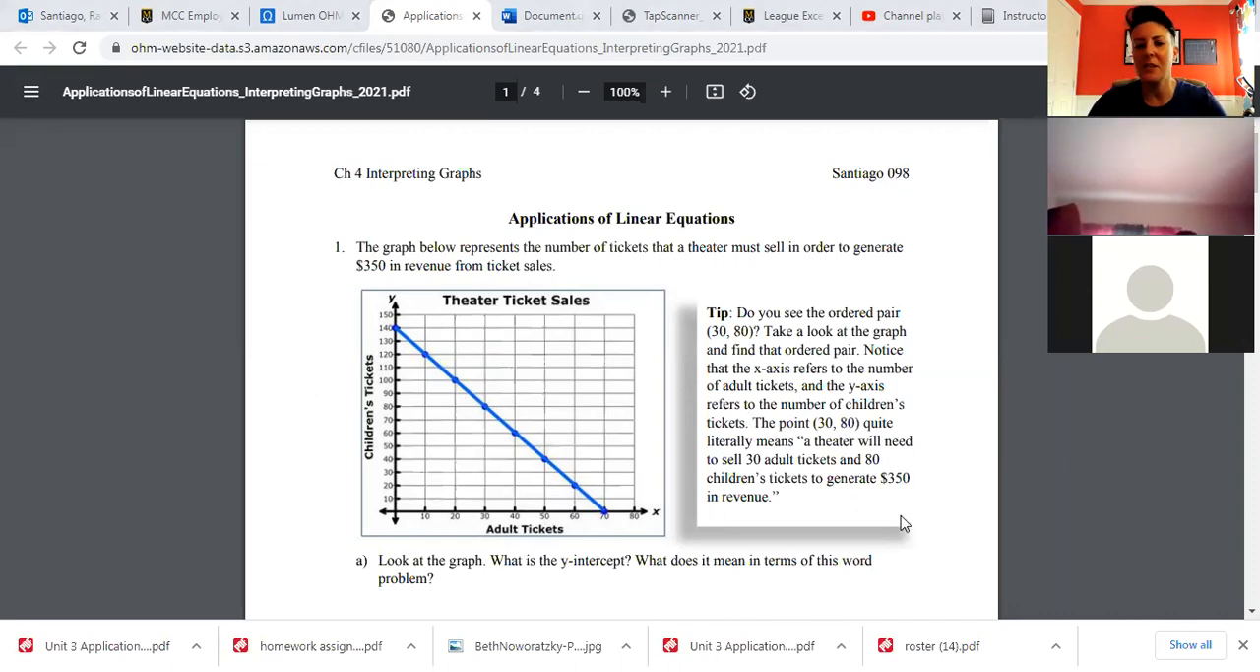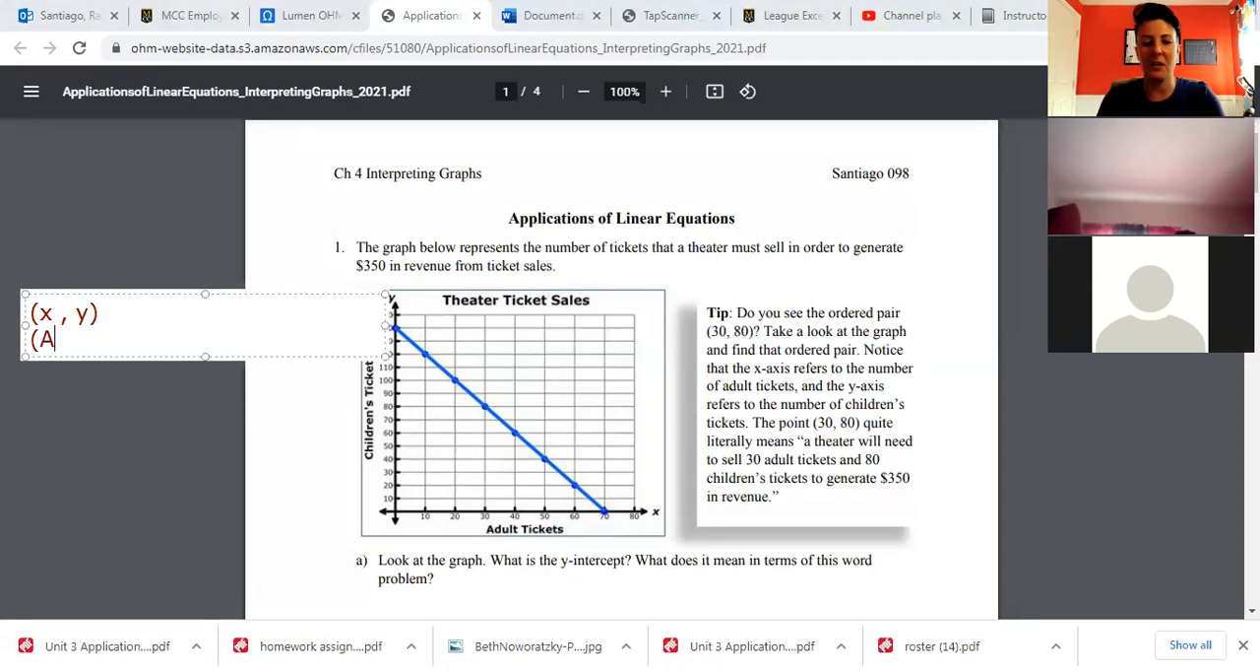One of the first things I like doing with problems like this is identifying what my X is and what my Y is. So when we think about this logically, we see the X-axis is labeled adult tickets. We see that the Y-axis is labeled children's tickets. So that's going to be really, really helpful to us to be able to say, well, I know what the ordered pair represents, and I'm going to use this in deciphering what to do with this problem.